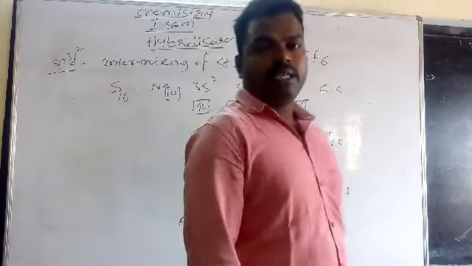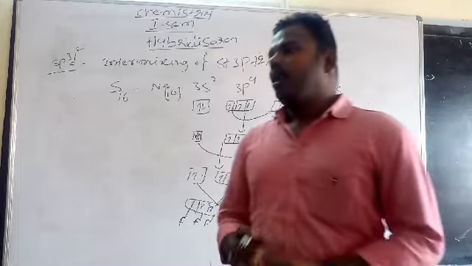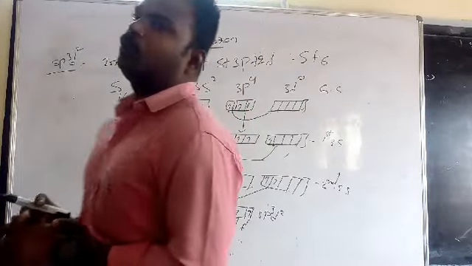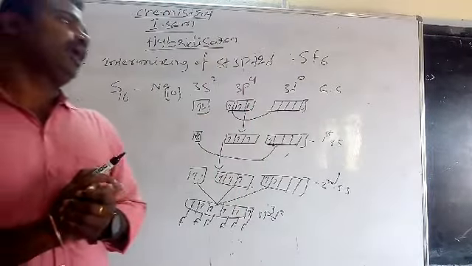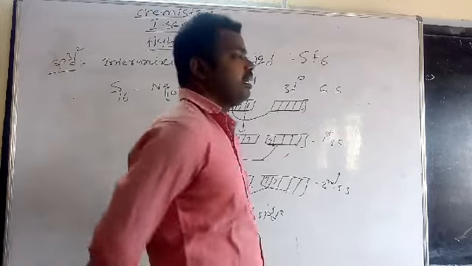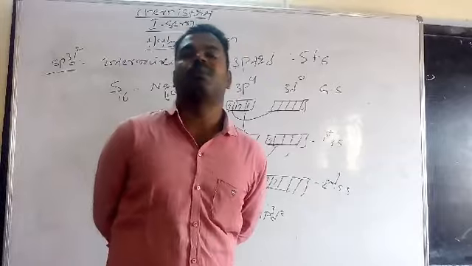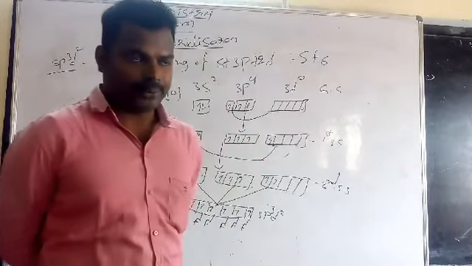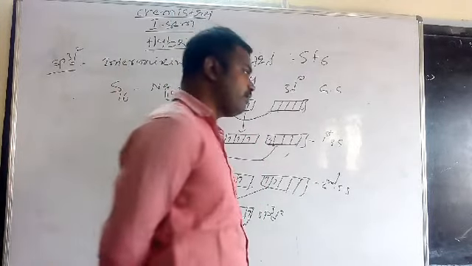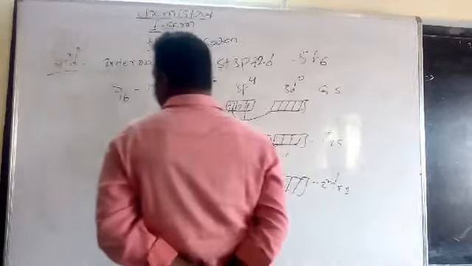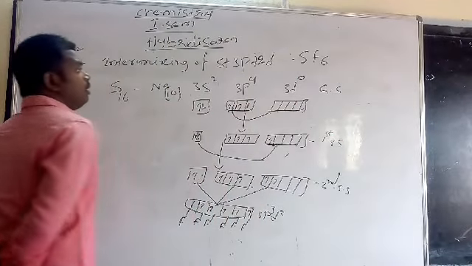sp3d2 hybridization: intermixing of one s orbital, 3 p orbitals and 2 d orbitals combine to give new equivalent hybrid orbitals called sp3d2 hybrid orbitals. This process is known as sp3d2 hybridization. The example of sp3d2 hybridization is the SF6 molecule.